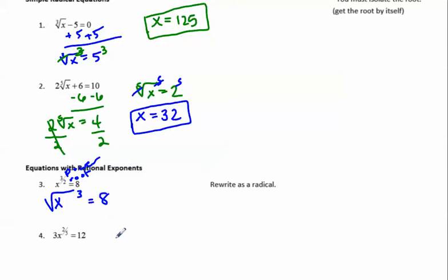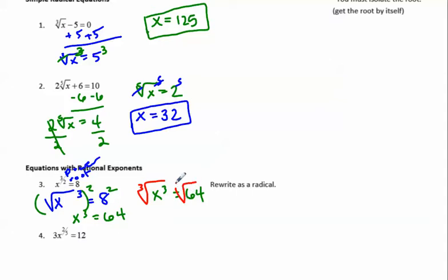Okay, so you could get rid of the square root and the cube in either order. It's your choice. Let's say we got rid of the square root first. So if we got rid of the square root first, you would square it. And so now I have x cubed equals 64. And then to get rid of the cube, you want to cube root it.